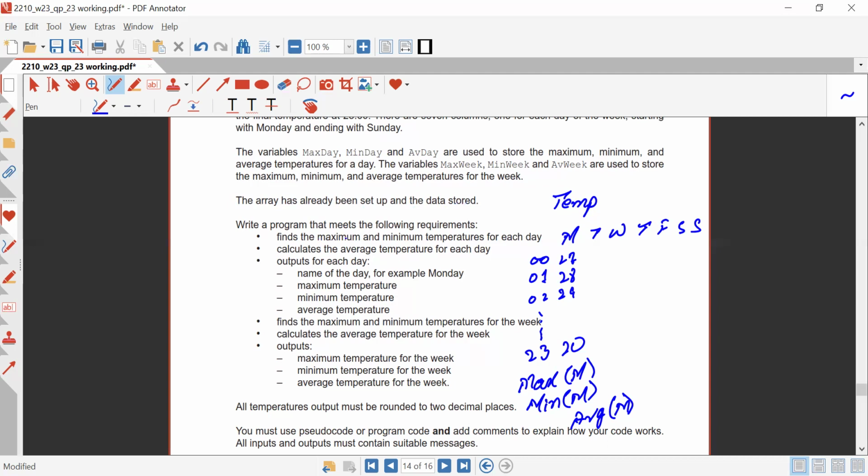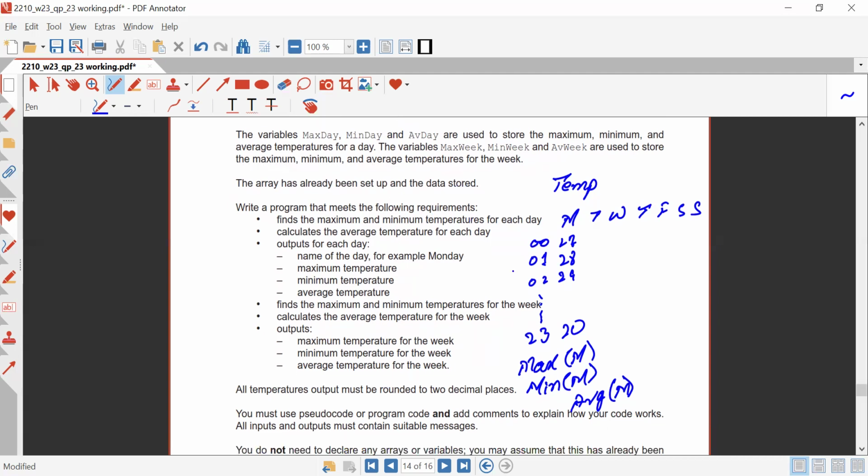Write a program that meets the following requirements. What are the things that we need to mention? We have 6 bullet points. Find the maximum and the minimum temperature for each day. Calculate the average temperature for each day. We need to find the maximum for Monday, the maximum for Tuesday and so on. Similarly, the minimum for Monday and for the others as well, and the average for each day. Output for each day: the name of the day, for example Monday, the maximum temperature of Monday, the minimum temperature of Monday, and the average temperature. We need to display them as well.